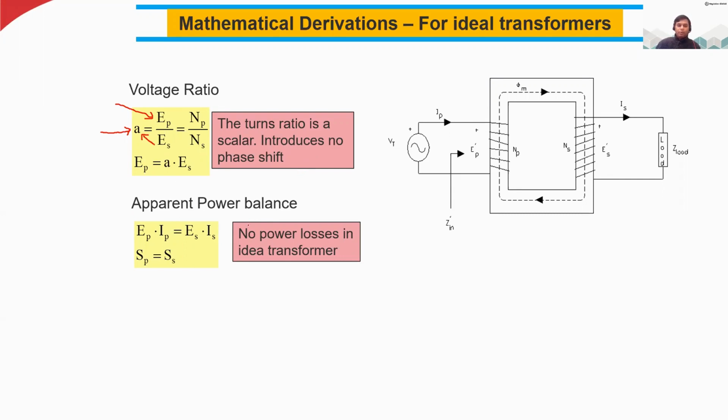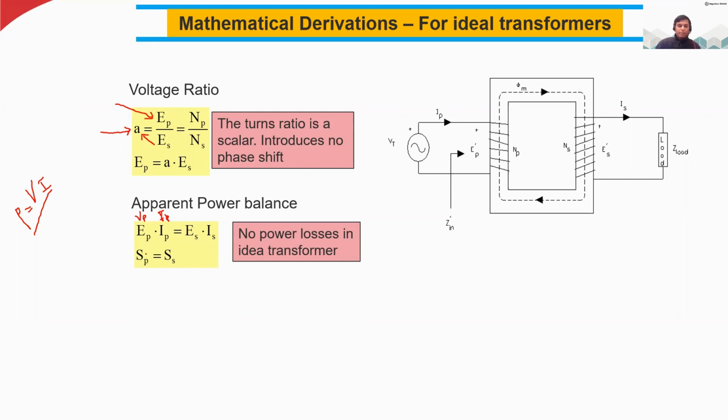And apparent power balance. We know power balance, P is equal to VI. This is the very basic equation. The same equation we are writing here. The primary side is EP times IP, it means VP times IP, where we are indicating V as E. So EP times IP is equal to ES times IS, because the power in the primary side is equal to the power in the secondary side.